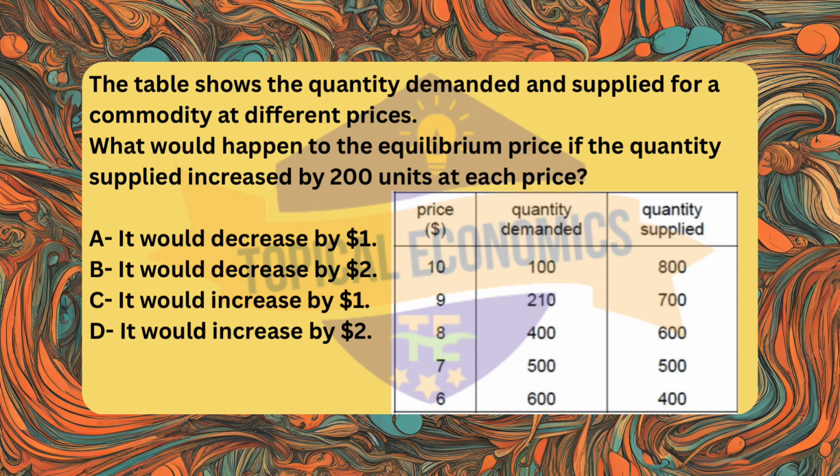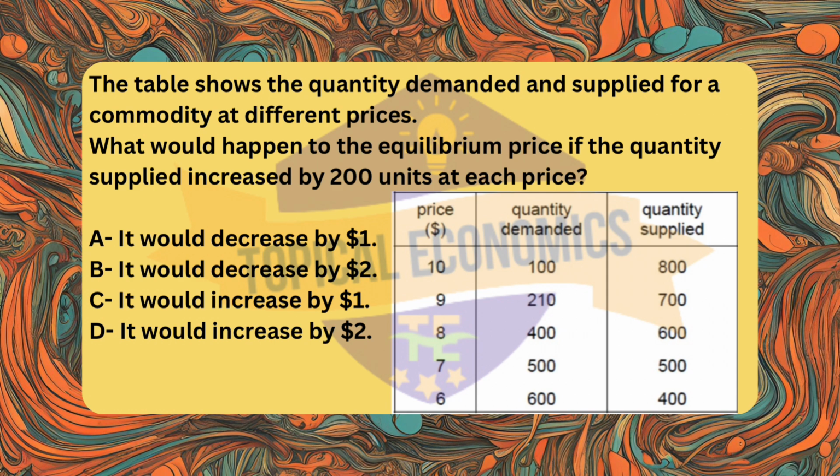This question is from year 2019 October-November version 1. The correct answer for this question is option A. It would decrease by $1. In this scenario, if the quantity supplied increases by 200 units at each price, the supply curve shifts to the right. This means that at each price level, producers are willing to supply more of the commodity.